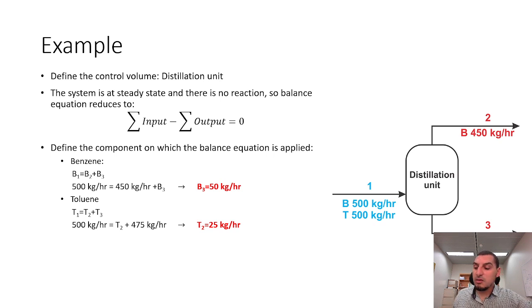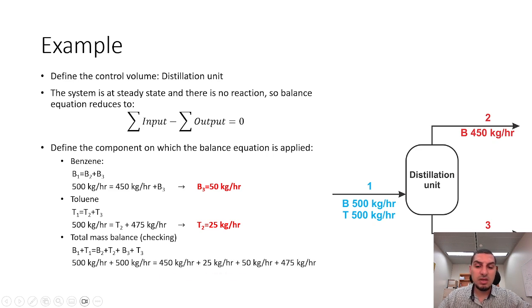We said in the beginning that we can apply this equation on one component or more than one component. So I can apply this on the total stream. I can apply this to stream 1, stream 2, and stream 3. Of course, now everything is calculated, but it's done as a check. So B1 plus T1, which is 1,000, the feed that we know, equals benzene 2 plus toluene 2 plus benzene 3 plus toluene 3, where the left-hand side and right-hand side are equal to each other.